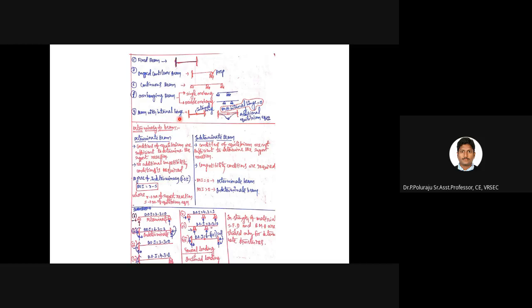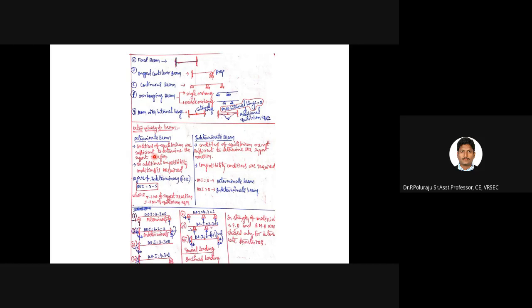Beam with internal hinge. The best example to understand the internal hinge is a fixed support with an internal hinge centrally. Due to this, the bending moment at the internal hinge would be 0. Then, for a better understanding of what is meant by determinacy of beam, there are two types of determinacies: determinate beam and indeterminate beam.